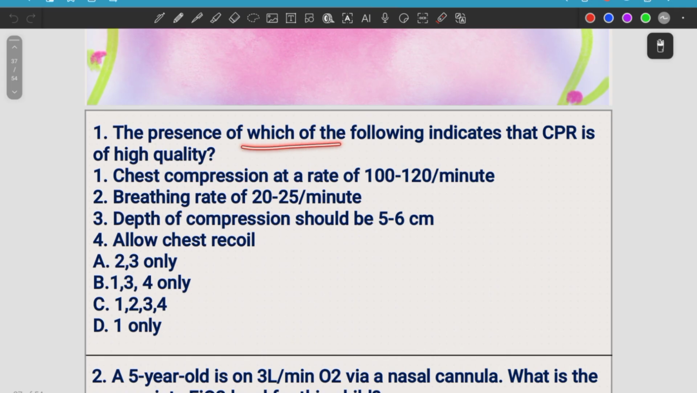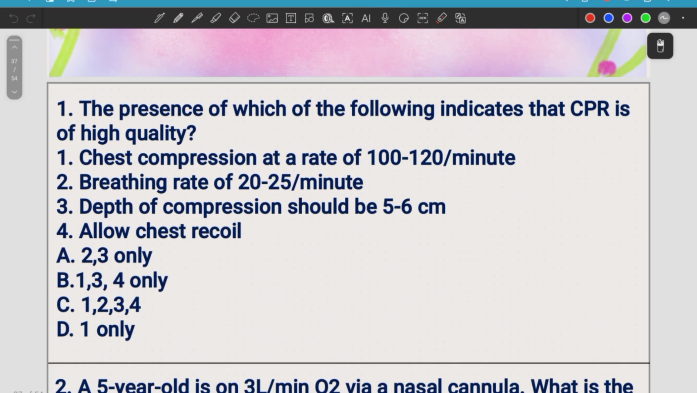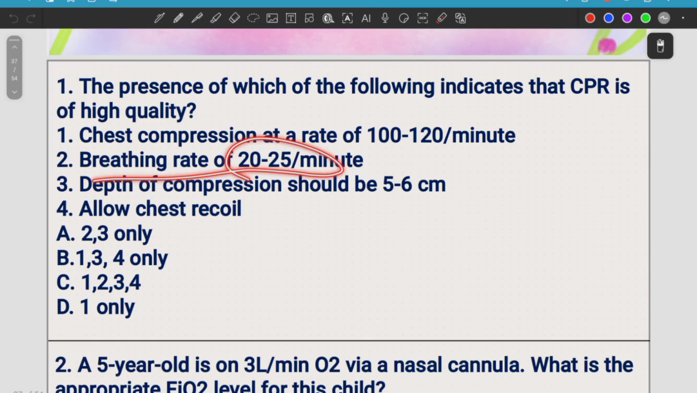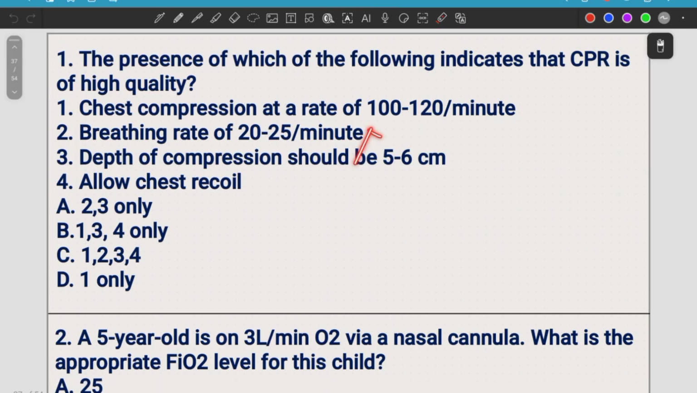The presence of which of the following indicates that CPR is high quality, that is good quality? Let's see. Chest compression at a rate of 100 to 120 per minute. Yes. Breathing rate 20 to 25 per minute. It's very high, isn't it? Why would you want to give the patient such a high breathing rate? No need of this much breathing. It's just 10 per minute, okay?